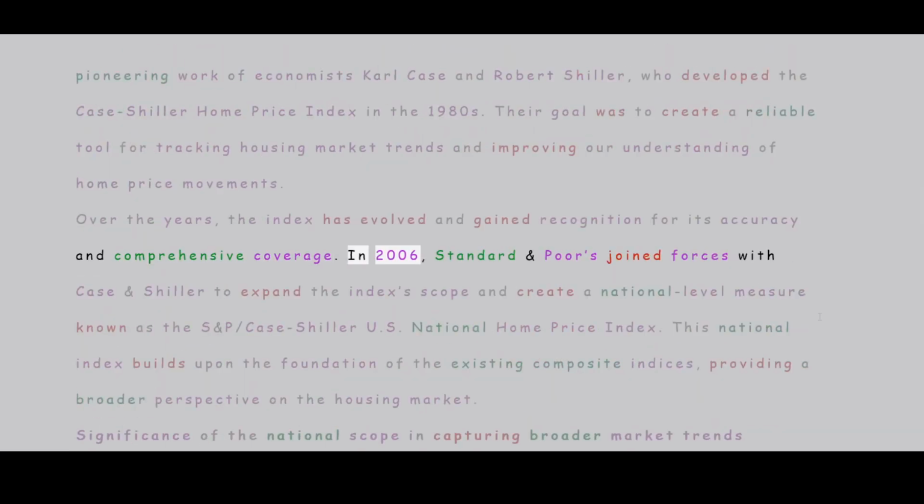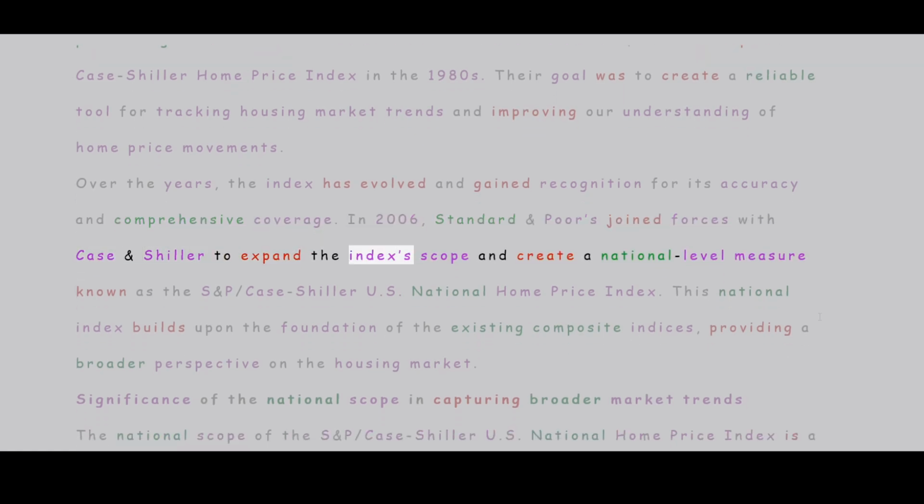In 2006, Standard & Poor's joined forces with Case and Shiller to expand the index's scope and create a national-level measure known as the S&P/Case-Shiller U.S. National Home Price Index. This national index builds upon the foundation of the existing composite indices, providing a broader perspective on the housing market. Significance of the national scope in capturing broader market trends.